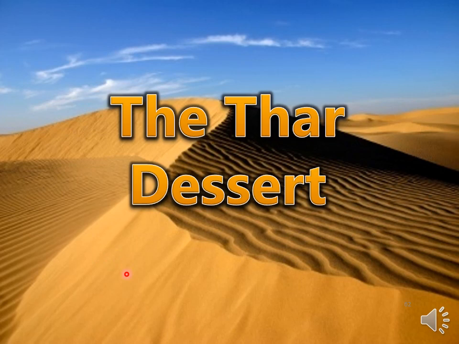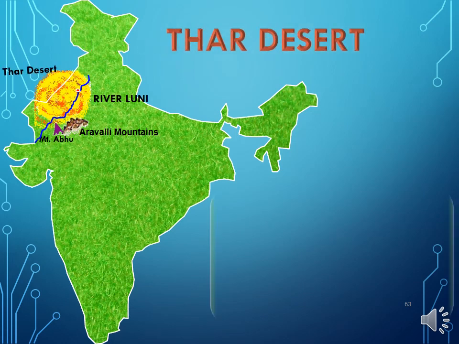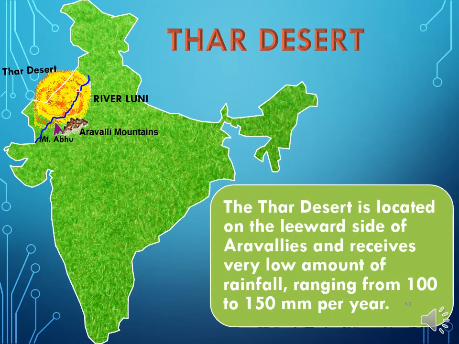Now let us move to the desert. The only desert in India is Thar Desert. Let us now discuss the Thar Desert. You can see the Thar Desert is located here, in the state of Rajasthan. It is on the leeward side of Aravalli mountain ranges, and Aravalli mountain ranges are the oldest folded mountains in India. The only river in this desert is River Loni, and it receives only a very small amount of rainfall, ranging from 100 to 150 millimeters per year.